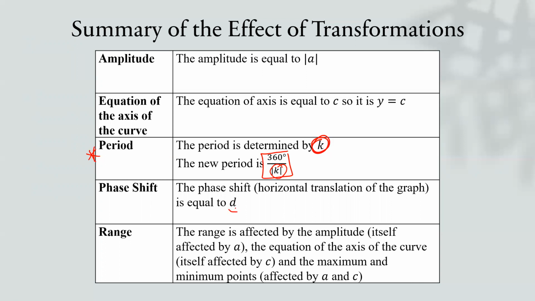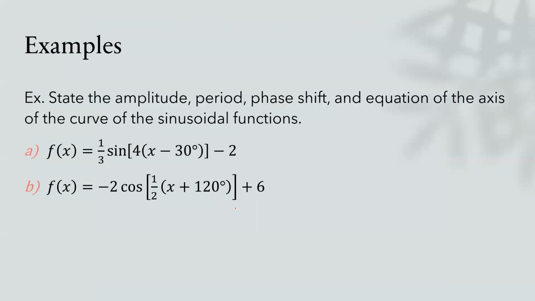And then, of course, we talked about the range. To find the range, we need to know what the maximum and minimum points are, which depends on the amplitude, the equation of the axis of the curve, and also if there is, sorry, actually, no, we don't look at the reflection on the x-axis. We just focus on the amplitude and the equation of the axis itself. Okay, so let's look at a couple examples here.